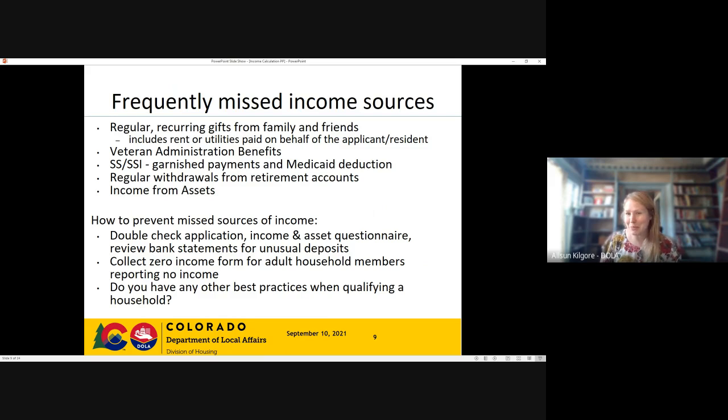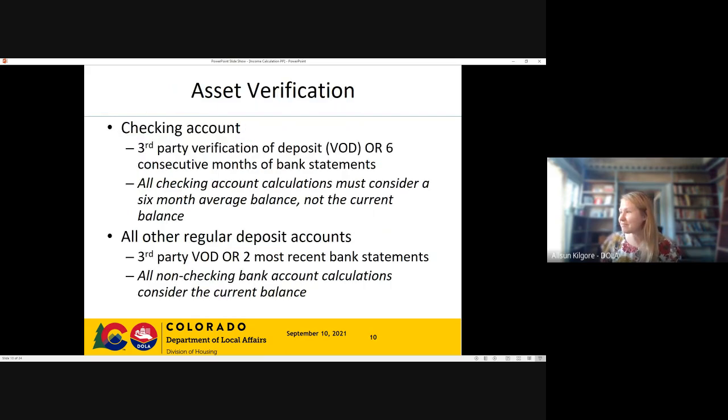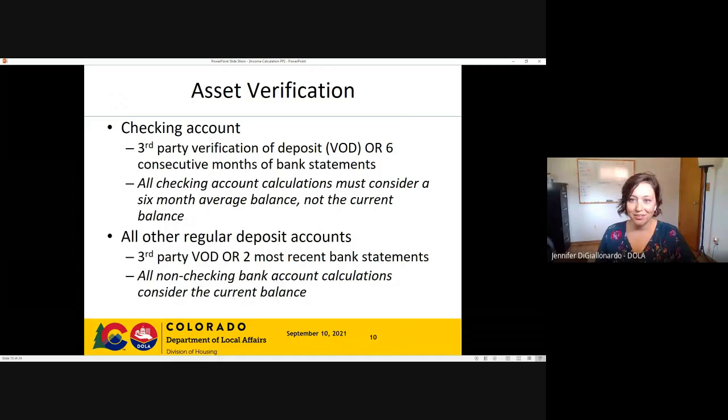So we'll open it up now just for a quick question for the attendees. If you have any other best practices when you're income qualifying a household to make sure that you're collecting all possible sources of income, if anybody has any tips or tricks that they use, they're welcome to drop those in the chat for us to share around.